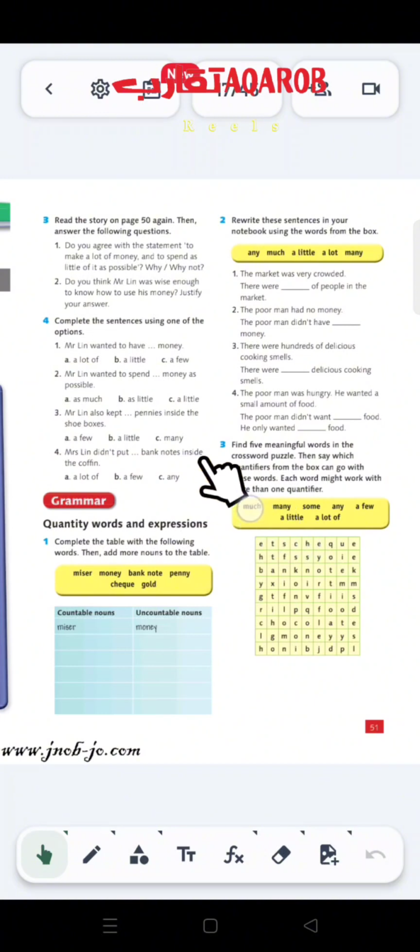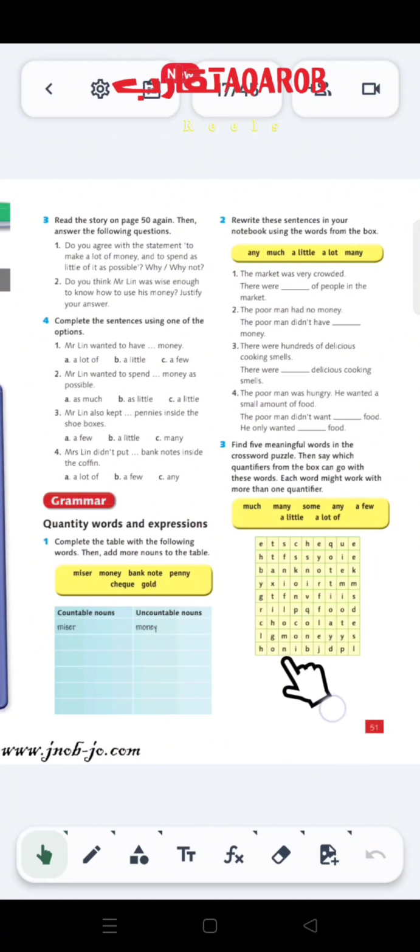Now find question number 3. Find 5 meaningful words in the crossword puzzle. Then say which quantifiers from the box can go with these words. Each word might work with more than one quantifier. So let's look at this row. We have C, H, E, Q, U, E. So this word is check. What quantifiers are used with the word check? Yes, we can say many checks, or we can say a few checks.